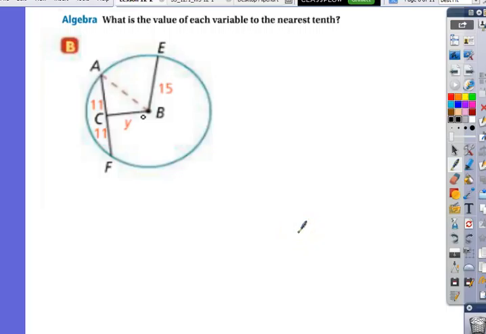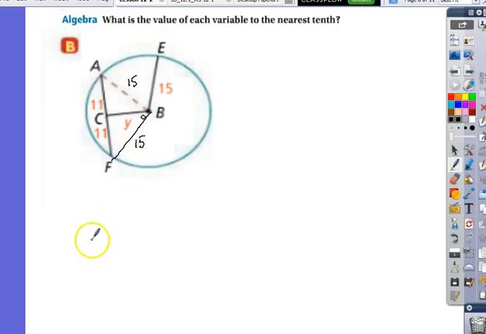I don't see a triangle. Let's see. The little dotted line is also a radius, so we can say that's 15. You can draw a radius anywhere you want to. So I could draw a radius over here, and that would be 15 as well, wouldn't it?